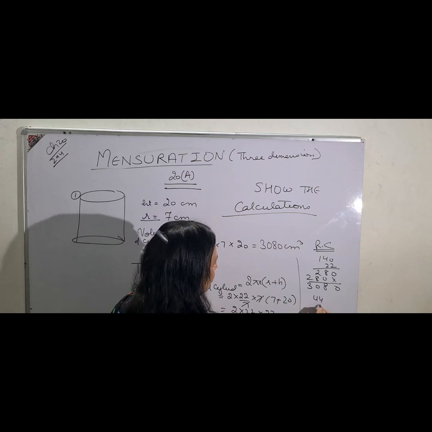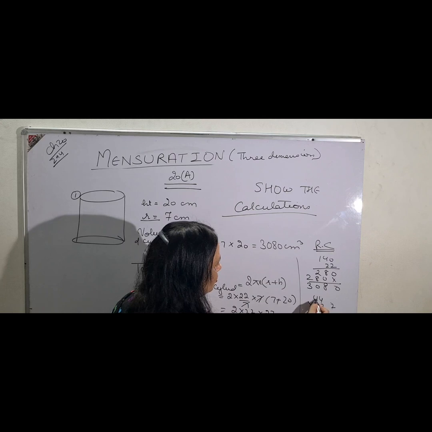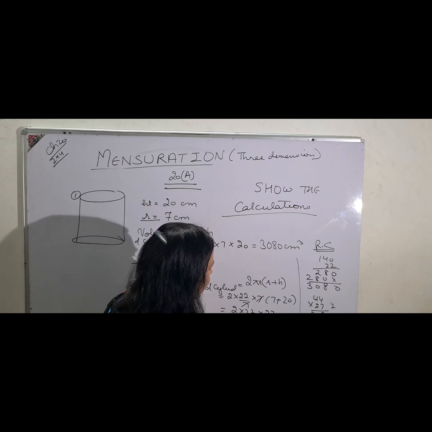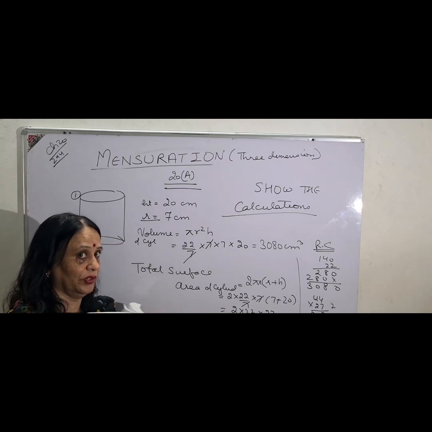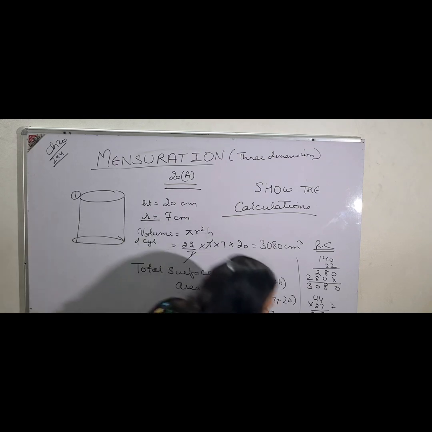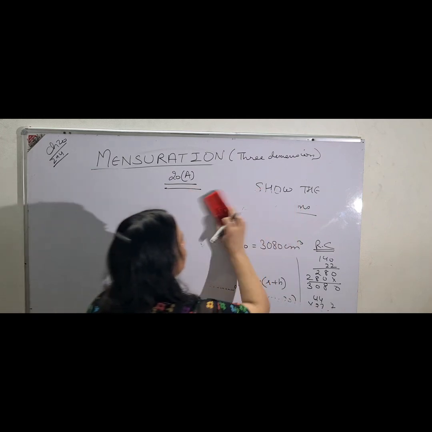Please show the calculations, 44 into 27, 7 4 the 28, 2, 7 4 28, 29, 30. 2 4 is 8, 2 4 is 8. So this is 8, 8, 8, 3, 11. So what is your answer? 1188 centimeters square. How easy it is. This is the way you have to do it. This is the presentation.